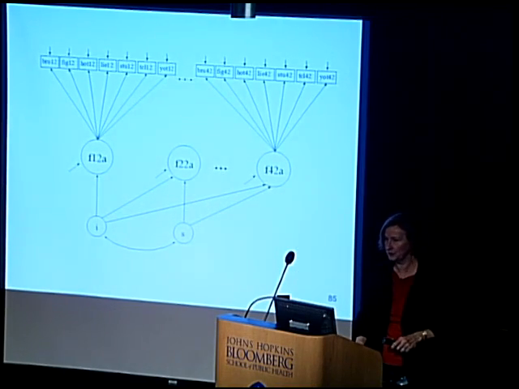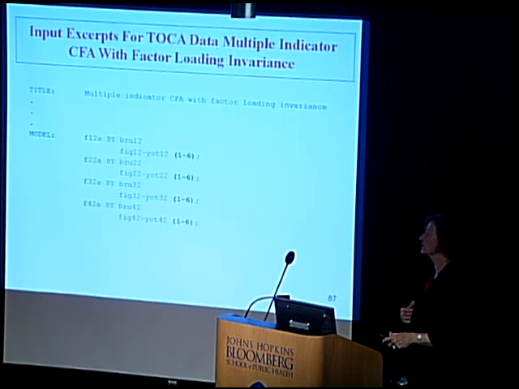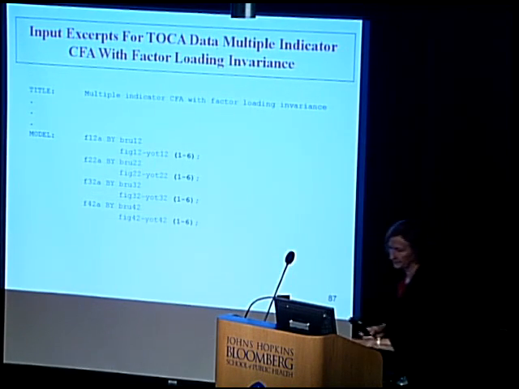And what I'm going to do here is show you all the models. And after I've shown you the models, then we're going to look at the chi-square difference testing of the models. The next thing is what I mentioned, that we want to have factor loading invariance. And we do this by putting equality labels in parentheses to indicate that.